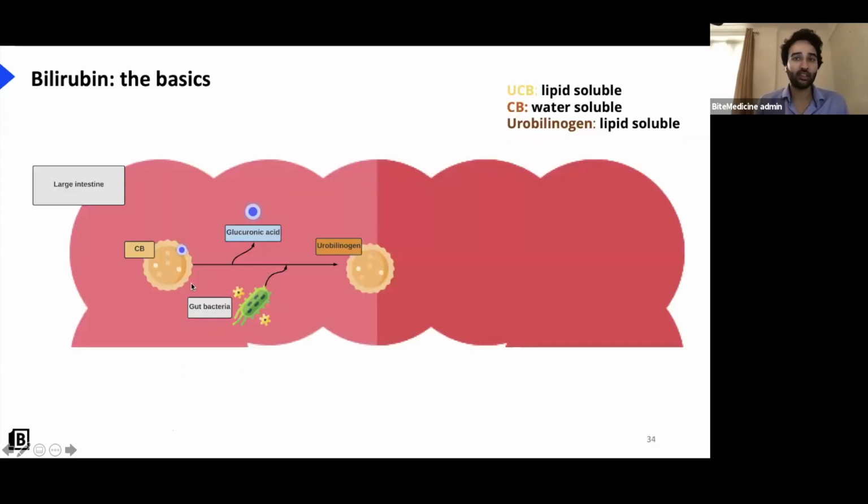Urobilinogen. So we've got conjugated bilirubin here, and we're converting it into urobilinogen. This really straightforward process occurs via a reduction reaction, removing your glucuronic acid via the action of these very helpful, lovely gut bacteria. These gut bacteria act to reduce conjugated bilirubin, therefore removing glucuronic acid to form urobilinogen. Nice and easy, I hope.